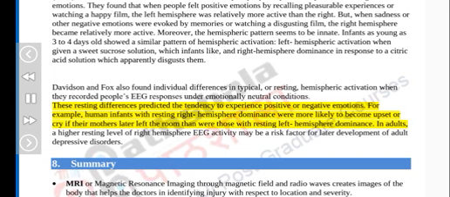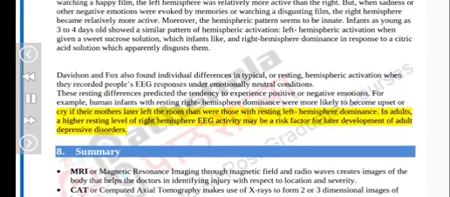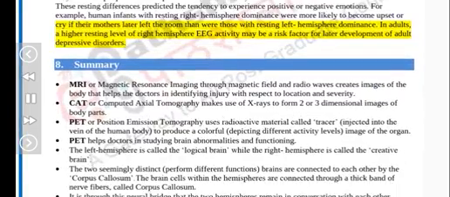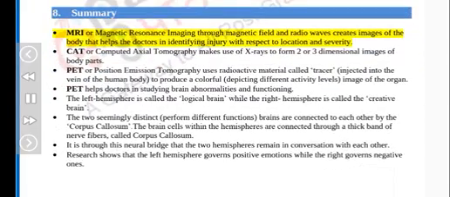For example, human infants with resting right hemisphere dominance were more likely to become upset or cry if their mothers later left the room than were those with resting left hemisphere dominance. In adults, a higher resting level of right hemisphere EEG activity may be a risk factor for later development of adult depressive disorders. 8. Summary.